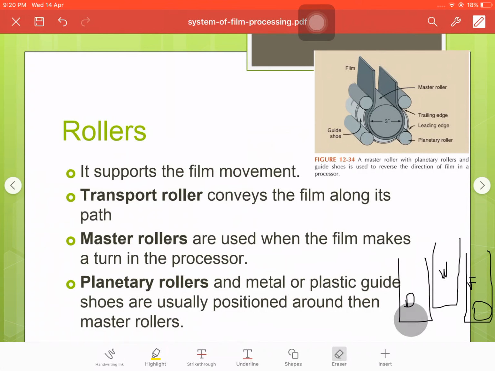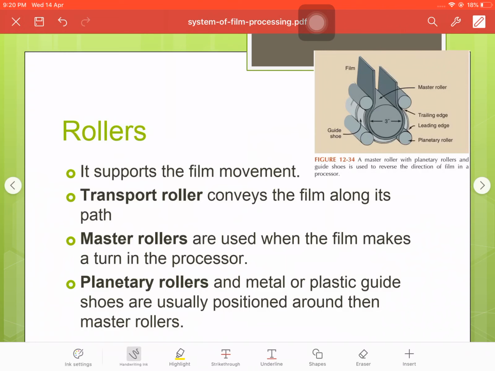Next is the planetary rollers. So, si planetary rollers, may kasamahan siyang metal or plastic guide. Yung tinatawag nating guide shoes. These are usually positioned around the master rollers. So, on this image, makikita natin si master roller with a diameter of 3 inch. Sa kanyang gilid, meron tayong guide shoe.